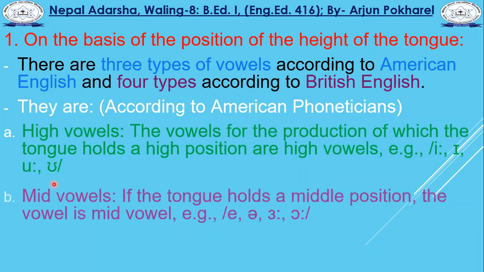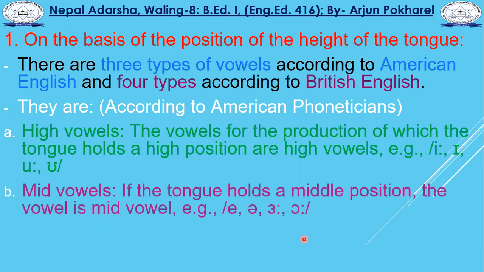Okay, and the next one is what? Mid vowels. High, mid, and low. These are the three different categories from which we can identify vowels on the basis of the height of the tongue. So that's mid vowels.